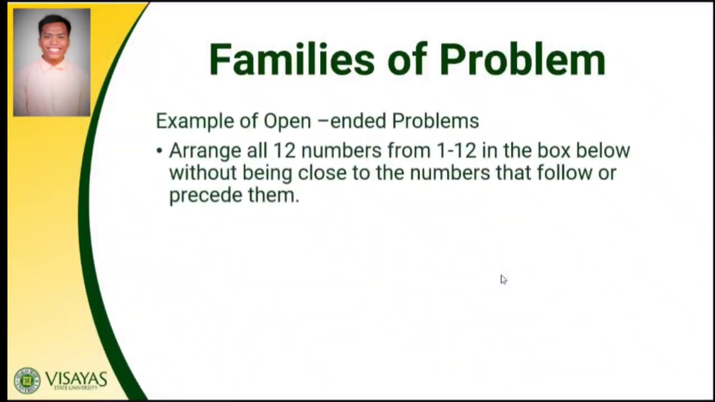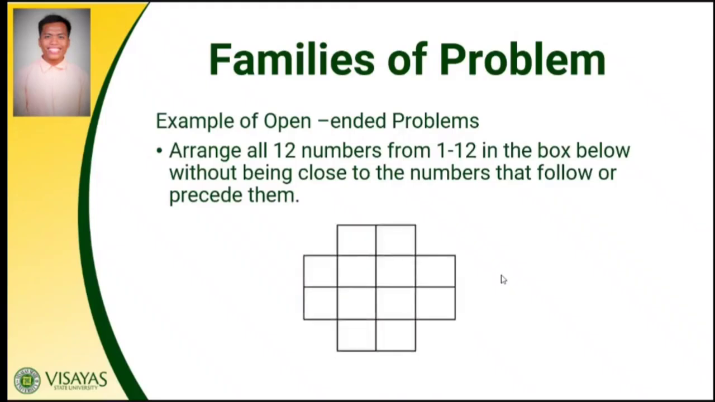Arrange all 12 numbers from 1 to 12 in the box below without being close to the numbers that follow or precede them. Ang pasabot, ato i-arrange si 1 to 12 nga dili magtapad, dili magtapad horizontally, vertically, or diagonally. For example, nagutang ka diha og 1, dili pwede diha si 2. Tapad man sila. Dapat lagyo sila.